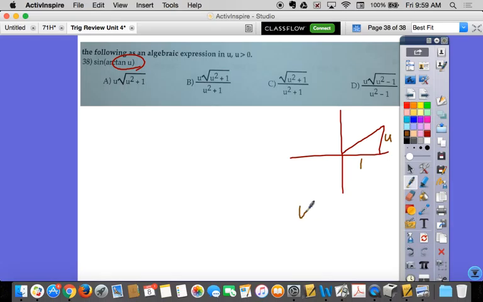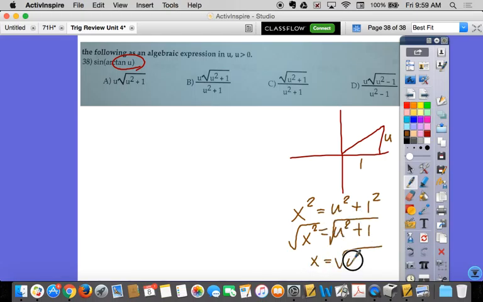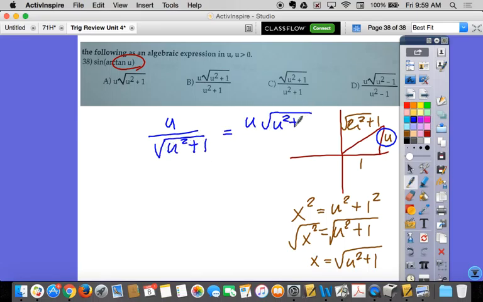X squared equals u squared plus 1 squared. U squared plus 1 is x squared. Do the square root. That's your missing side. As nasty as it is, that's it. Square root of u squared plus 1. Now do sine of that picture. Sine of that picture is opposite over hypotenuse. You've got to rationalize it. Rationalize like normal, even though your radical is really weird. You've got to rationalize. That's your answer.